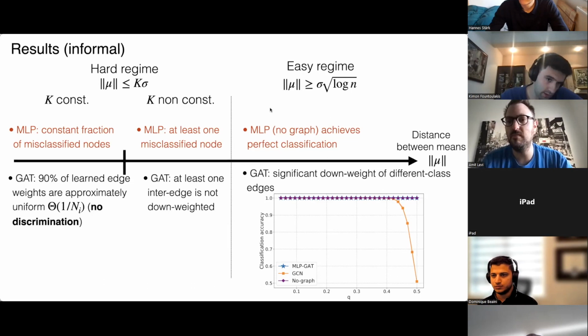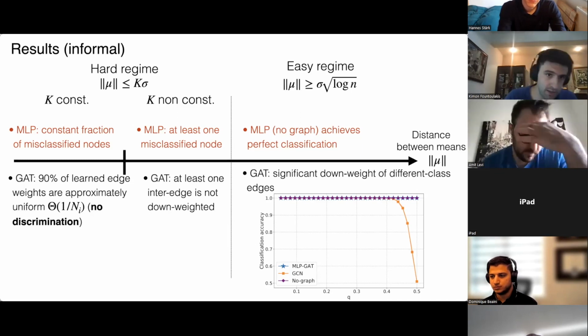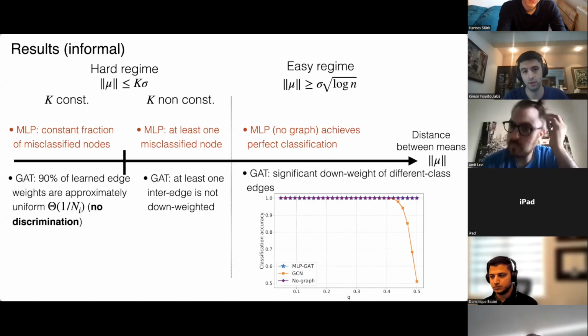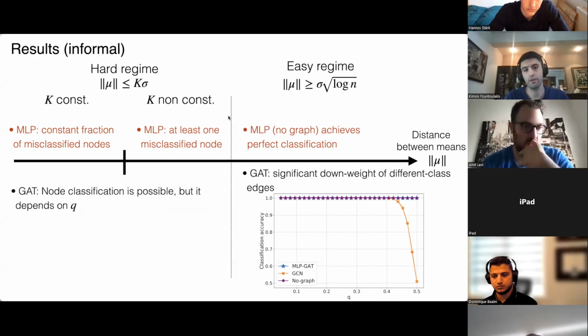And the question here is, does it matter? Maybe the data set is so noisy. If the distance of the means is smaller than K times sigma and K is a constant, maybe the data set is so noisy that you can't do anything anyway. However, this is not true. For that regime, node classification is possible. However, now it's going to depend on Q. So we're not going to have this nice plot anymore that we have on the right side. Node classification performance is going to depend on Q.